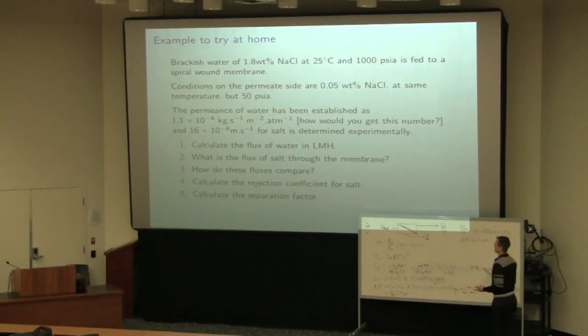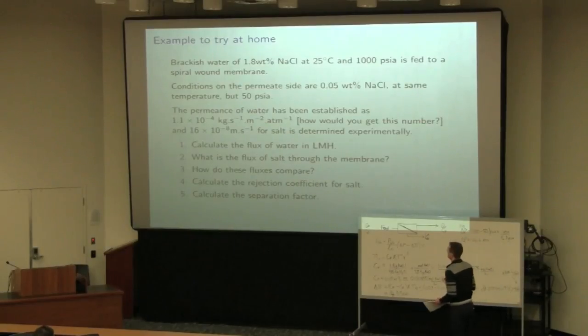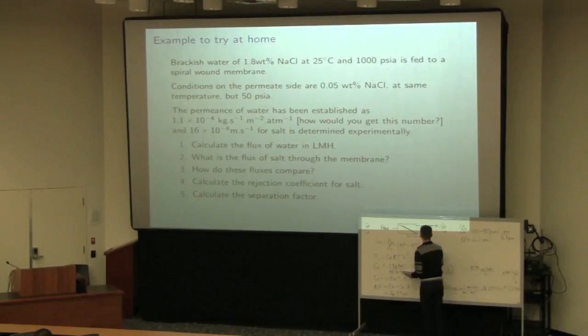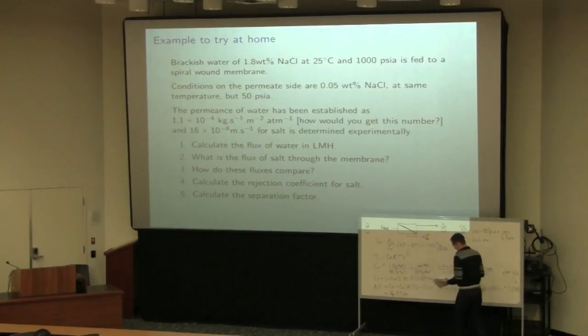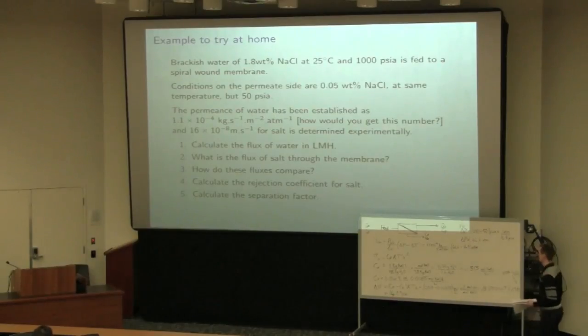If we come to this expression, we're looking for the solvent's flux. P solvent divided by L is the permeance that's given to us, 1.1 times 10 to the minus 4, in kilograms per second per meter squared. Multiply that by delta P, which is 64.6, minus the osmotic pressure difference, 14.9, and that's in atmospheres. So my atmospheres cancel, and I'm left with the flux in kilograms per second per meter squared.